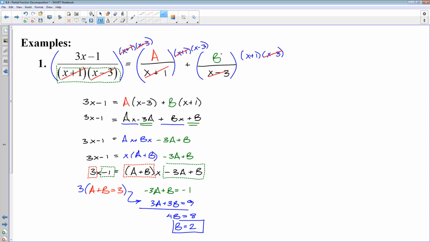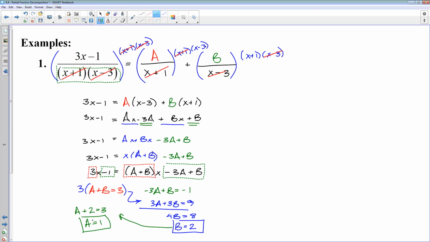I know what number is going to be on top of the x minus 3, which was b. Once I know b, then I can find a. Since I know that a plus b is equal to 3, then I can take this b equals 2, and I can say that a plus 2 is equal to 3. Subtract 2, and you get a equals 1.